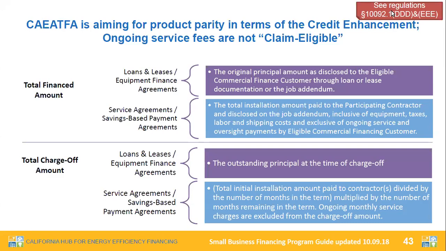And then when we get to the charge-off, it's pretty clear for loans and leases, it's outstanding principal. For the service agreements and the savings-based payment agreements, it's going to be this sort of complex equation. Well, it looks more complex than it is. It's that total initial installation amount divided by the number of months, the term, multiplied by the number of months remaining. So the gist is that we're not going to reimburse a finance company for monthly service charges that were unpaid because the customer defaulted early. We're not considering that to be part of the charge-off.